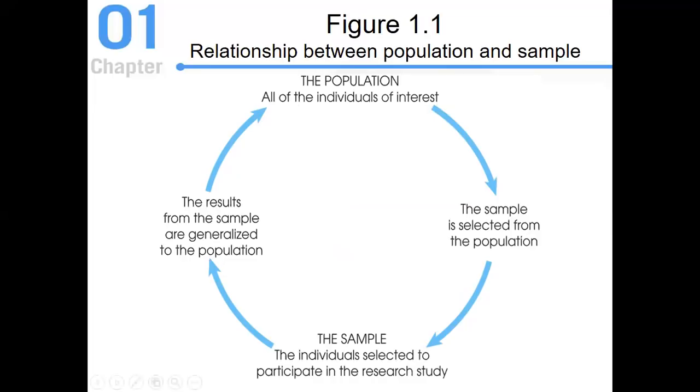So we have our population, all of our individuals of interest, and then we have a sample selected from the population. We conduct our research on the sample, they participate in our research study, but the goal is that the results of the sample are applicable to the population, that we can generalize those results to the larger group.